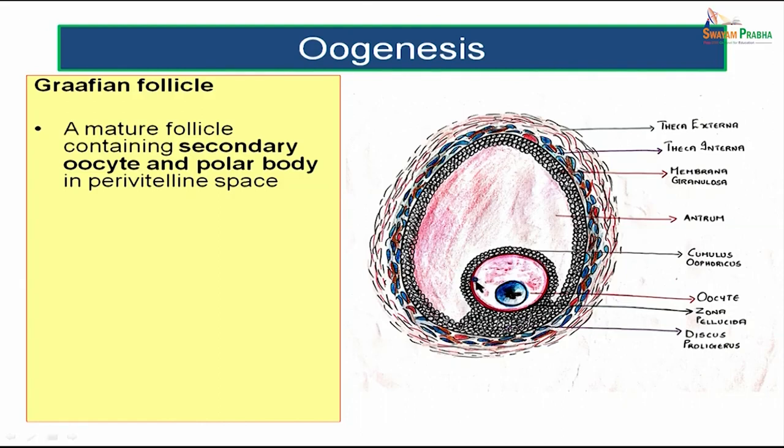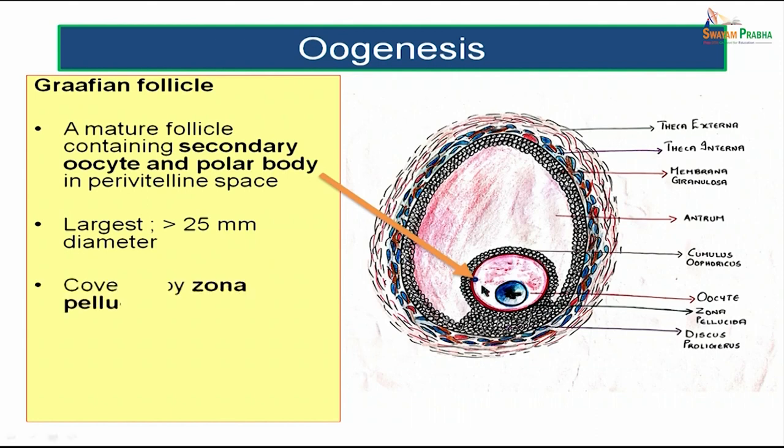This polar body is actually lying in the perivitelline space. The perivitelline space is a space just outside the vitelline membrane. The vitelline membrane covers the oocyte, and just outside it there is a space known as the perivitelline space, and the polar body after the first meiotic division will be seen in it. So there will be the formation of a secondary oocyte with a polar body lying in the perivitelline space. And the size of the graafian follicle is said to be roughly 20 to 25 millimeters in diameter.